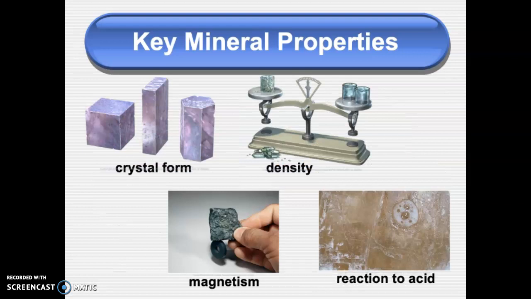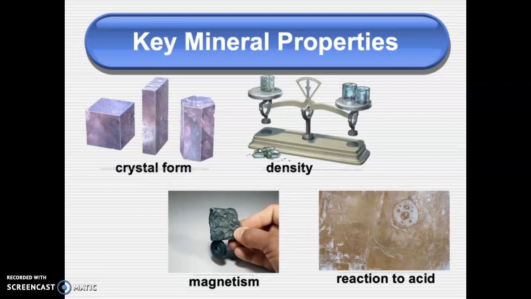Some other mineral properties that we might notice and use are the crystal form. That's a little bit more difficult for us down in the lab because most of our mineral samples will not show their true crystalline form. The mineral has to have room to grow in order for that crystal form to be visible and expressed. And so there are only a few samples where we can actually see that crystal form.